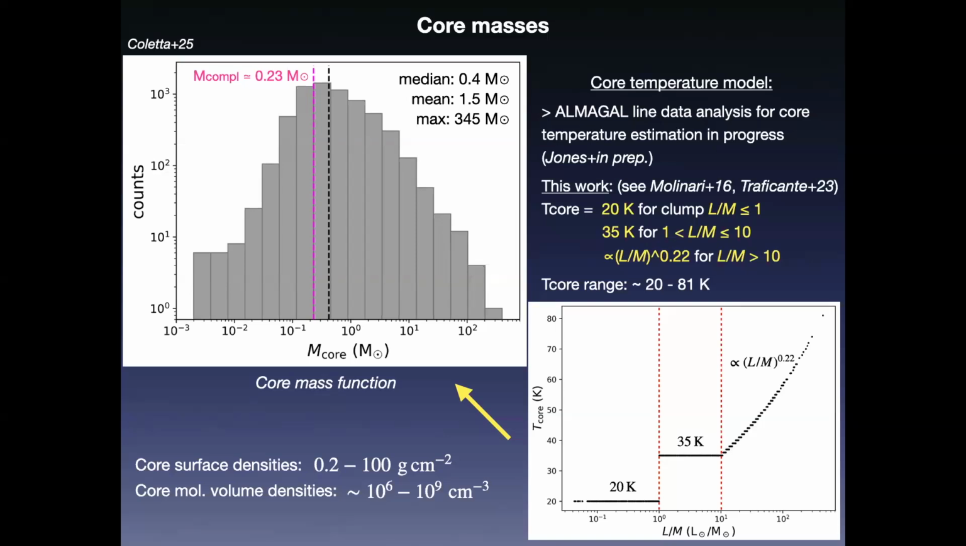In terms of mass-related parameters of the cores, we also obtained a wide range of core mass surface densities and molecular volume densities up to 10 to the 9 per centimeter cubed. These are quite high values, especially at the upper end of these ranges. This confirms that we are indeed tracing the more compact substructures within the cloud, so we are describing the properties of these structures.